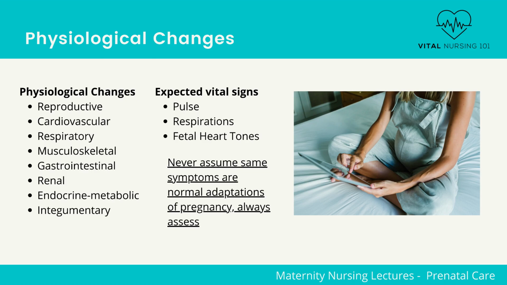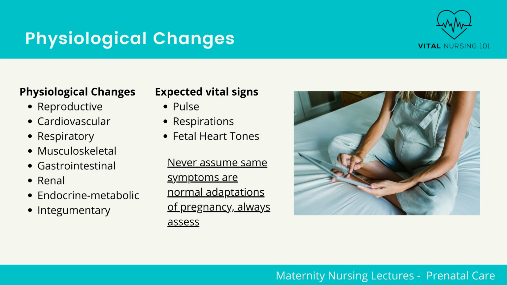Endocrine metabolic changes include increased hormone production, increased thyroid and parathyroid activity, insulin resistance. Integumentary changes include hyperpigmentation causing chloasma, linea nigra, striae gravidarum, and palmar erythema. Changes in physical appearance may lead to a negative body image. The client may make statements of resentment toward the pregnancy and express anxiousness for the pregnancy to be over soon.